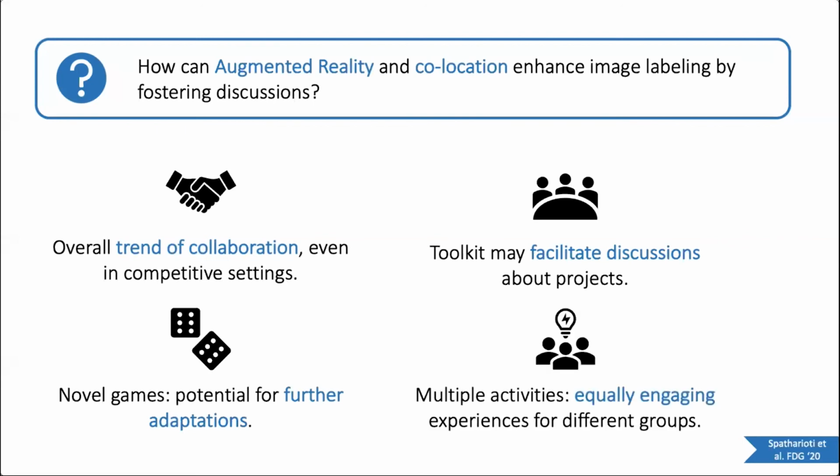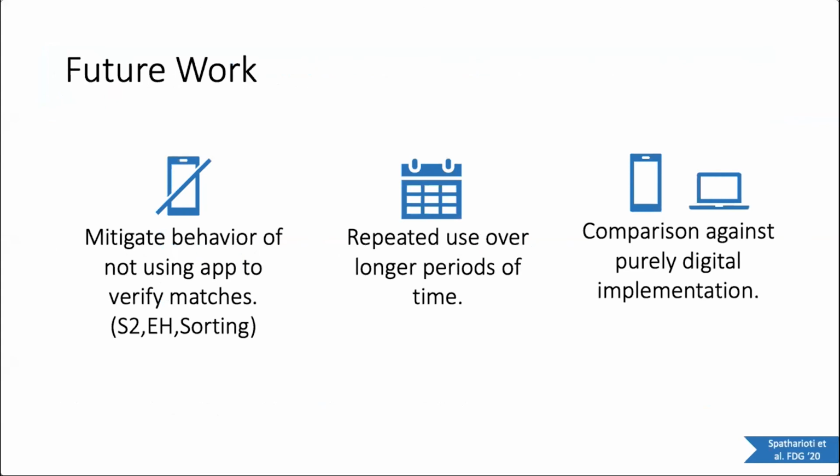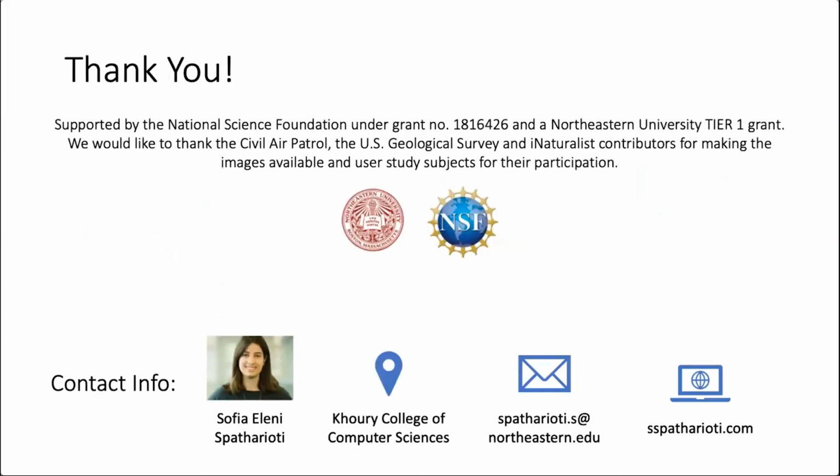In our second study, we found that being able to support multiple activities can create equally engaging experiences for different groups. In terms of future work, we want to further mitigate behaviors of not using the app to verify matches. This happened in the second study for one group and one activity. We want to look into repeated use over longer periods of time, as well as to compare against a purely digital implementation. We want to thank all participants, and this work was supported by NSF and a Northeastern University Tier 1 grant. Thank you very much.